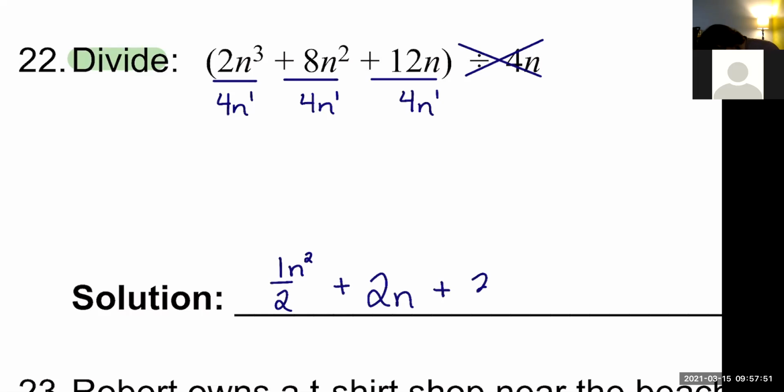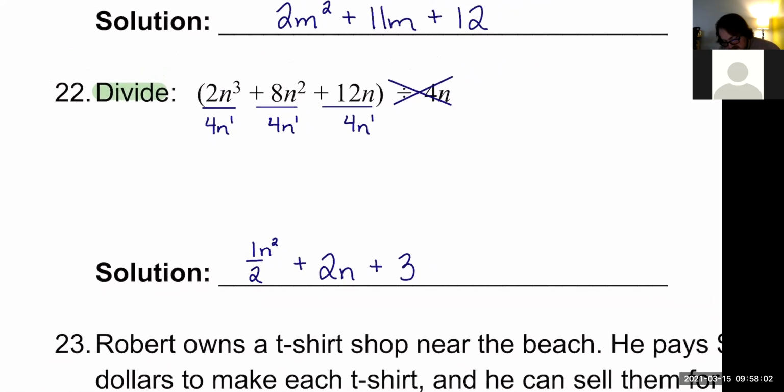Are you saying just 3, like there's no variable? Okay. Good. So there was only 1 n in there. We took 1 n away. There's no more n's left in the third term. So this is our result.